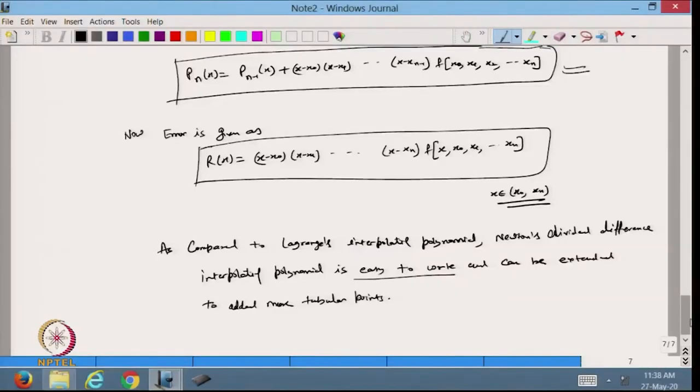So, this is all about how we can define the Newton divided difference formula. So, let me stop today. Today we have discussed the drawback of the Lagrangian interpolating polynomial, and then we started with the divided difference formula given by Newton, and then we discussed how we can write the Newton's divided difference interpolating polynomial. In the next class we will continue with this one.